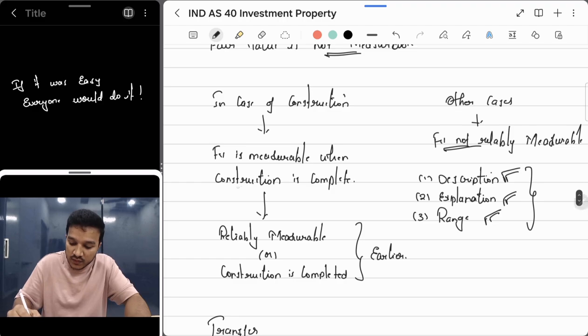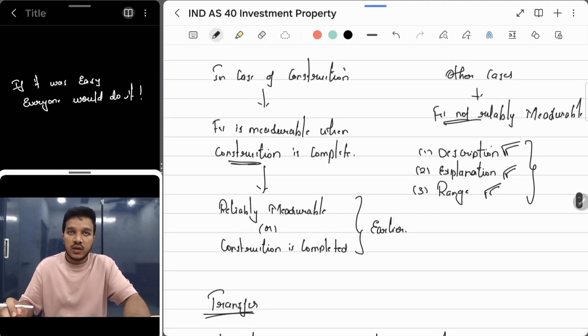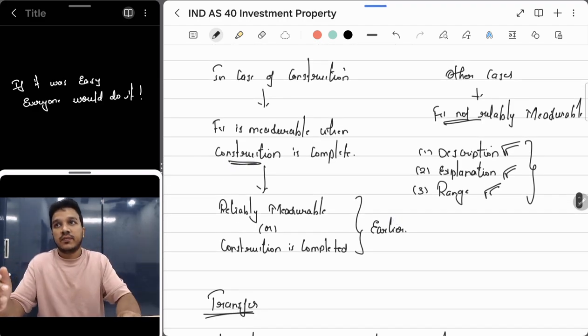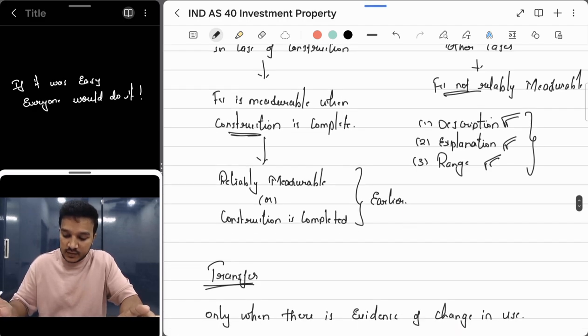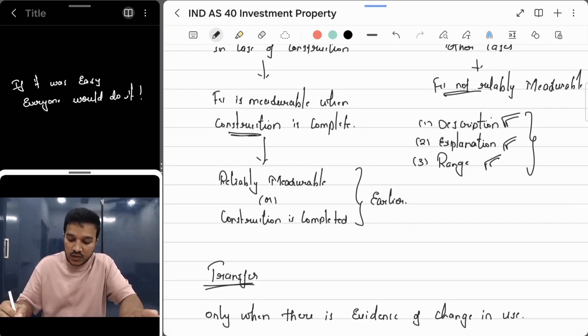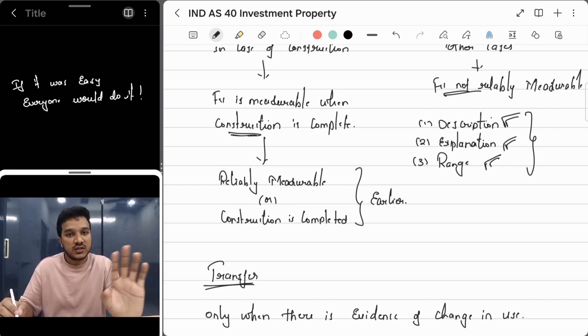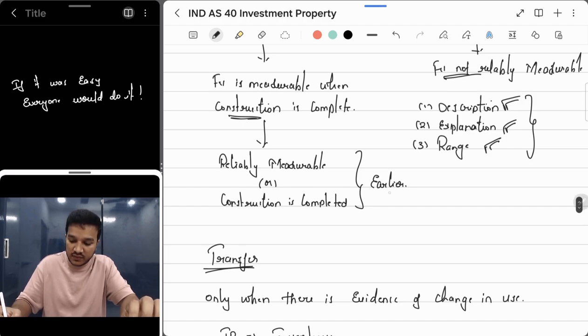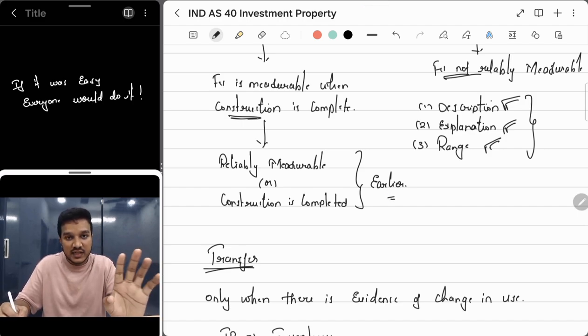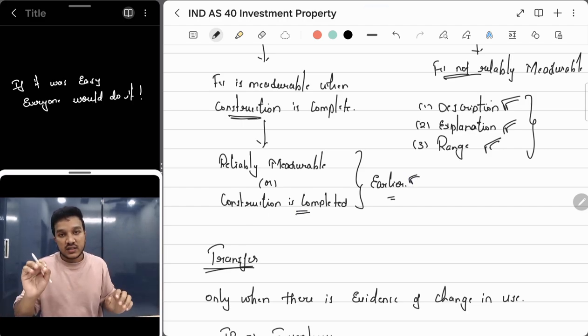And then there's only one exception, that is in case of construction. What happens in case of construction is that they will say fair value can be measured only when the construction is complete. Okay, so in that case they have given an option where fair value can be measured when it is reliably measurable or when construction is completed, whichever is earlier. Okay, so only for construction, remember.